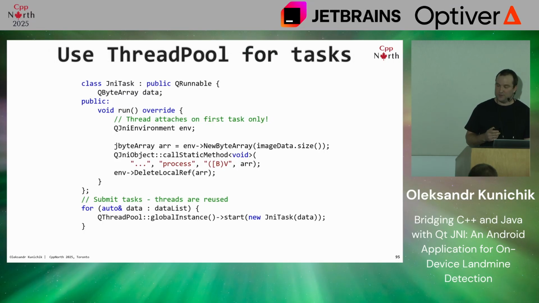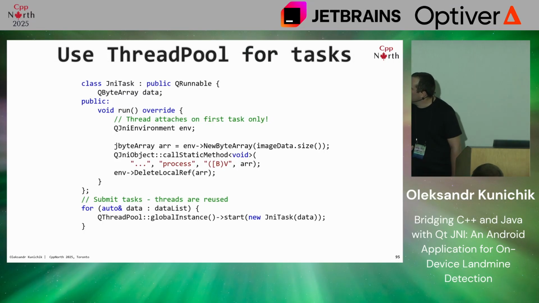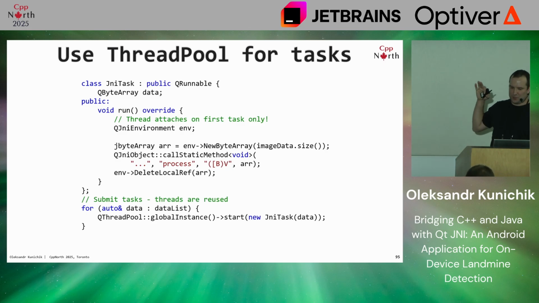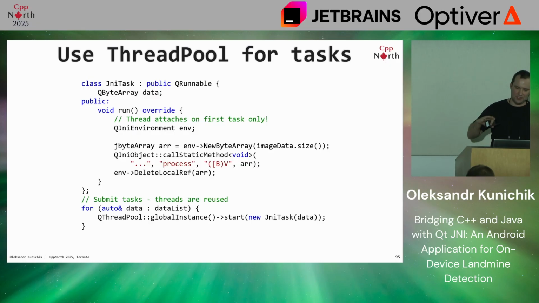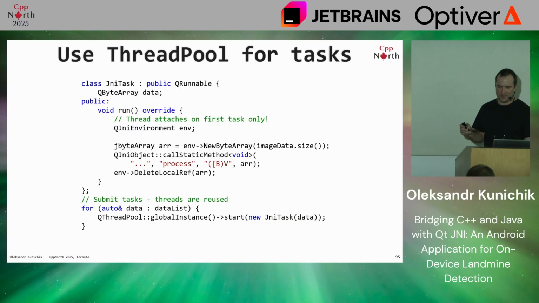And we can use a thread pool. In this example, I'm using Qt thread pool. It does everything for you. Threads attach once and stay attached. The pool reuses threads, so there are no constant attach-detach processes. Submit a task, let the pool manage threads. Each thread attaches to the JVM on first use and stays attached.